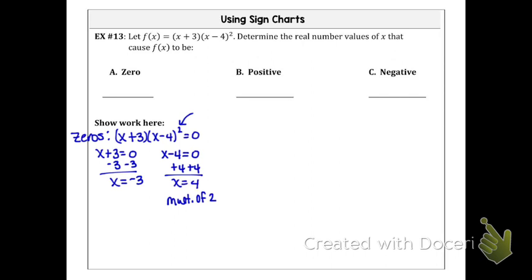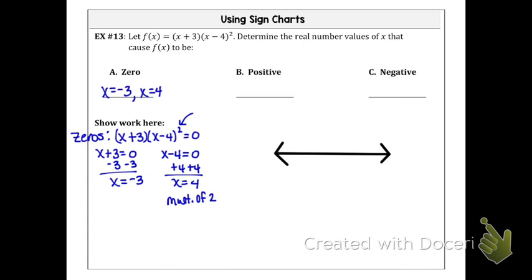And so we can see we have zeros at x equals negative 3, and we have a zero at x equals 4 that has multiplicity of 2. So part A asks for the zeros, so that's what we're going to put there: at x equals negative 3 and at x equals 4. Then I want to know where it is going to be positive. To do this, I'm going to build a sign chart.